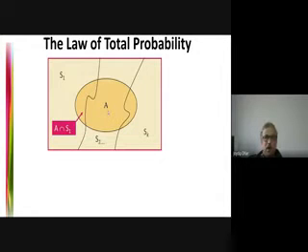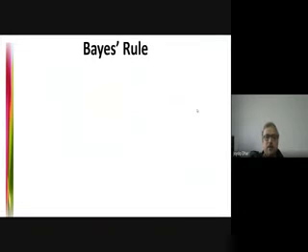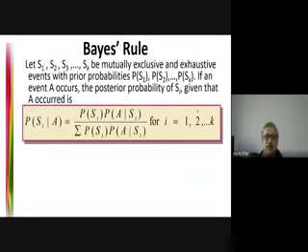If you calculate and sum up, that will give you the probability of A. So this is a pictorial representation. Now I'm coming to the next very important rule in probability. It is called Bayes' rule.